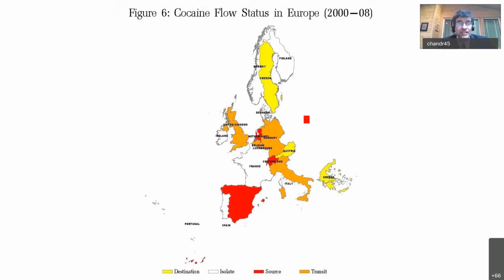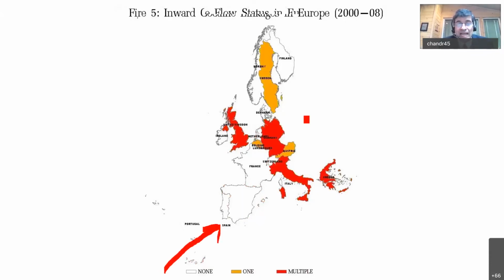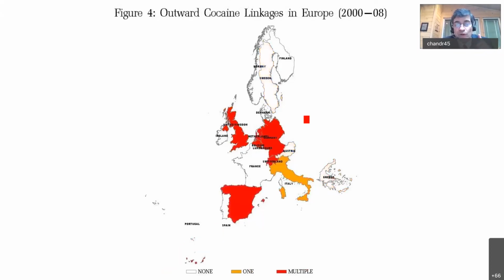We can put countries into categories of destinations, isolates, sources, or transit countries, just like we did for the cities of the United States in relation to powdered cocaine. And so I'm going to go now to the story of heroin in Europe. It's going to look at the same time period. And I'd like you to remember what happened in the case of cocaine.